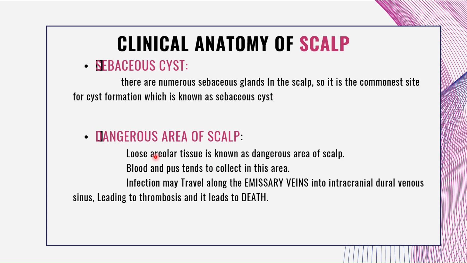Coming to the second clinical anatomy, dangerous area of scalp. Loose areolar tissue, which is the 4th layer of scalp, is known as the dangerous area of scalp, and blood and pus tend to collect in this area. Blood and pus from the 3 layers, superficial fascia, deep fascia, and skin, drain to this layer, and this infection may travel along the emissary veins into the intracranial dural venous sinuses. Infection may be carried by these emissary veins, which I mentioned in the previous slide. Emissary veins have the greatest importance in clinical anatomy, and this infection leads to thrombosis, and this thrombosis leads to death.